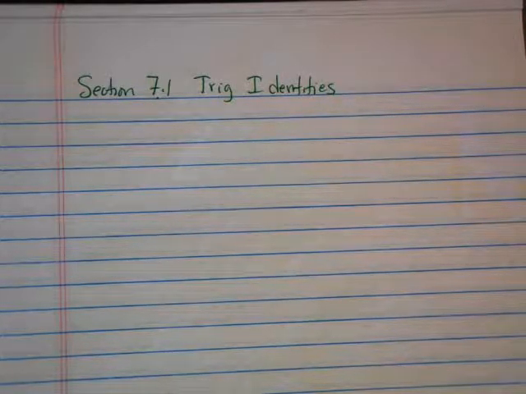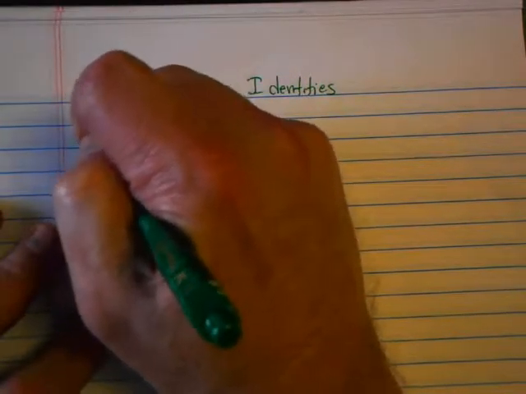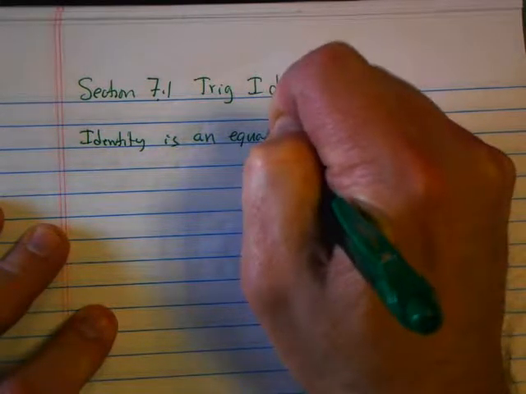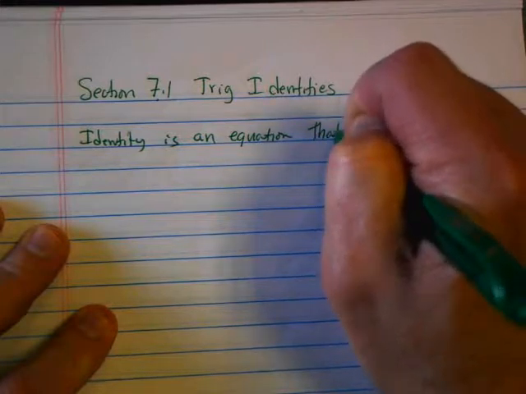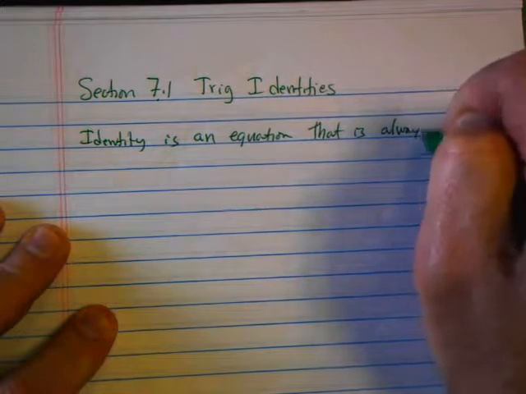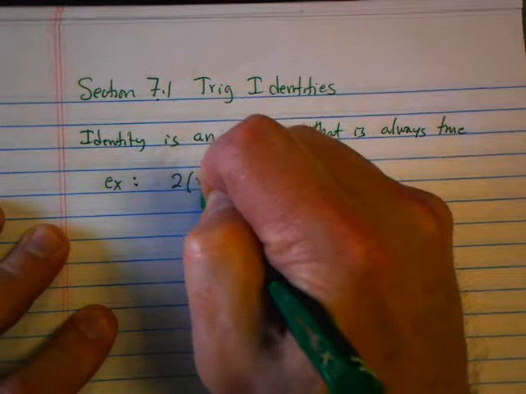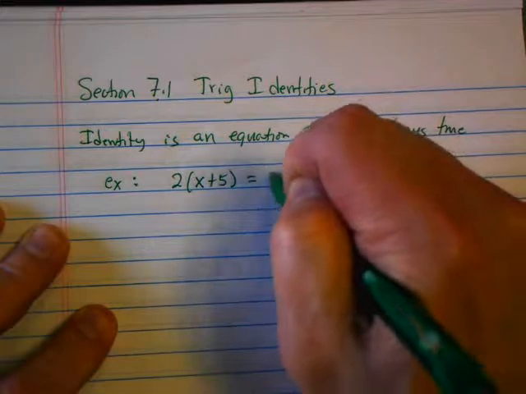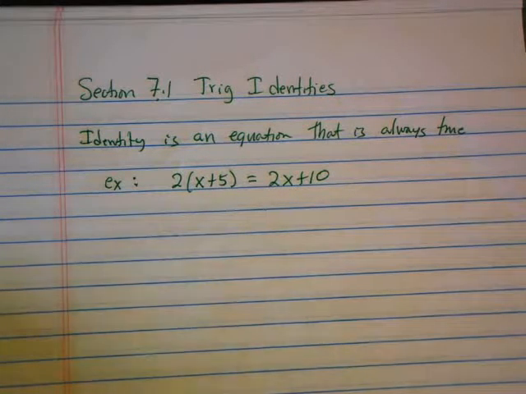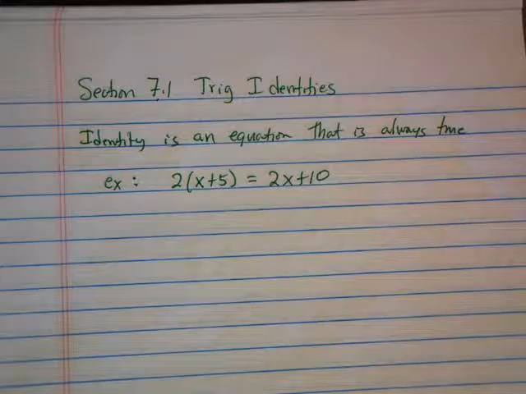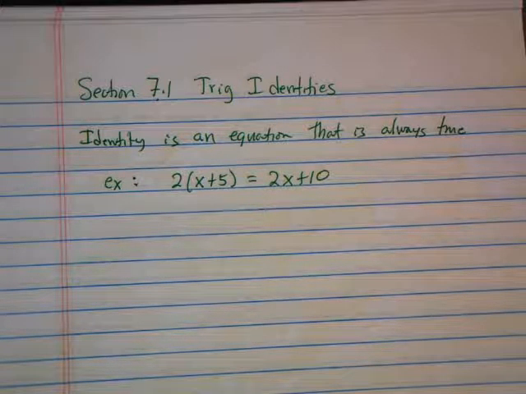No, it doesn't have anything to do with the word identify. An identity is an equation that is always true. For example, 2 times x plus 5 equals 2x plus 10. That's an identity. Is that true for any number x in the whole wide world that you plug in? Yes, so that's called an identity. It's an equation which is always true no matter what number you plug in for x.